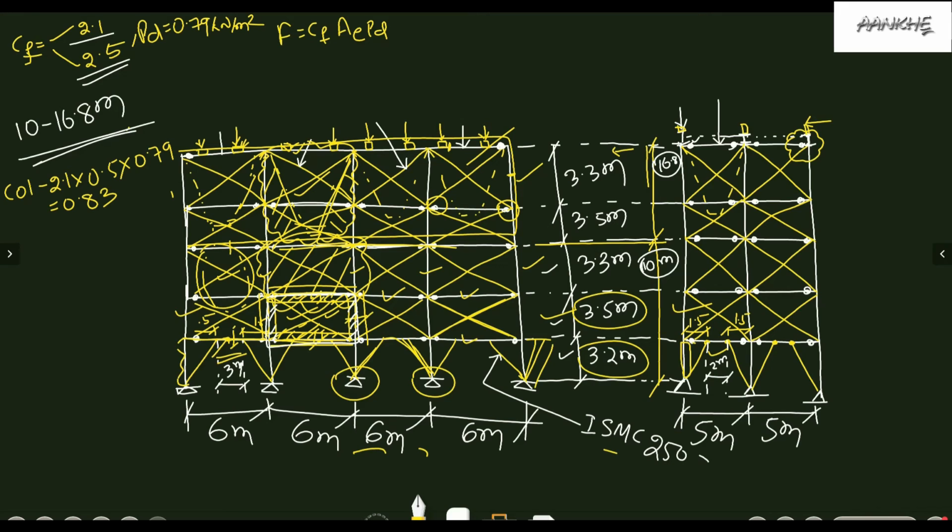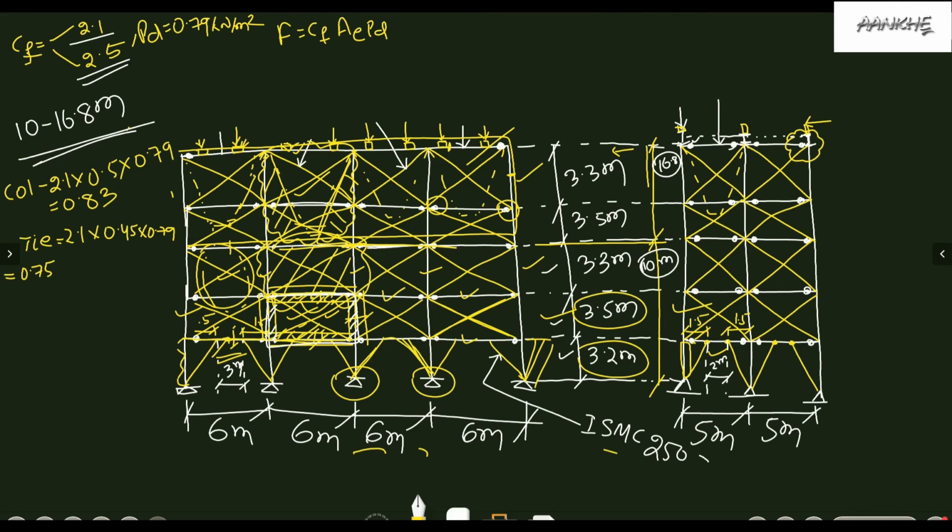Next comes your tie beam. Very same, everything is same except, let me do it in a format. It is 0.45 and 0.79. Value will be 0.75.